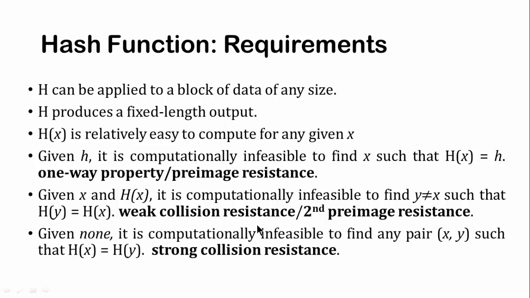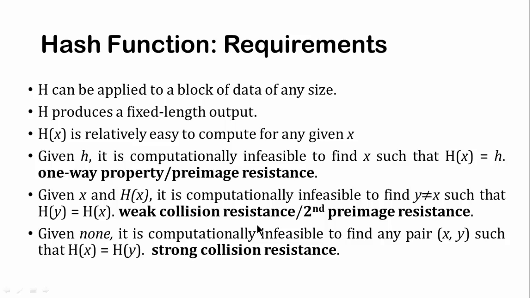The third one is that if you do not have any information, then you should not be able to find a pair of messages x and y such that the code of x and the code of y are the same, right? So it should have a strong collision resistance. There should not be collision. Here collision means that for any two messages, the calculated codes should not be the same.